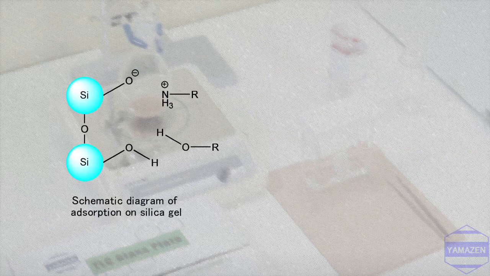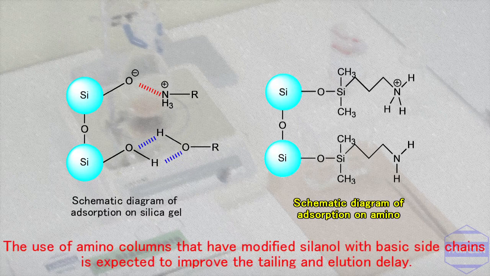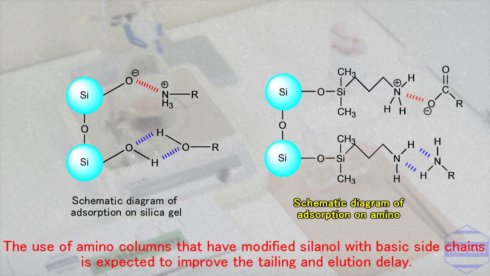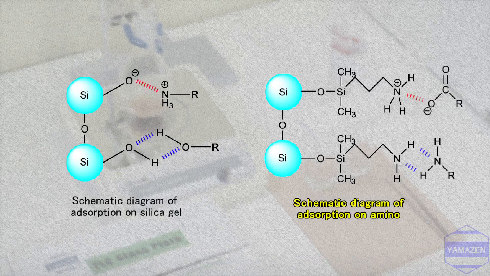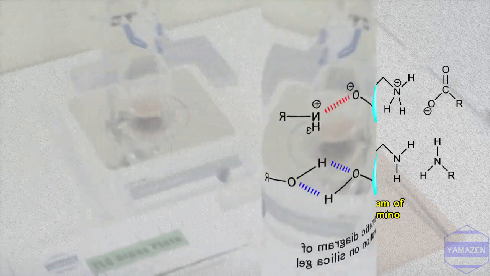Basic substances are strongly adsorbed to silanol groups in silica gel, which results in tailing and delayed elution. Using amino columns, where the silanol is modified with basic side chains, reduces the tailing and elution delay from the silica column. However, please note that for acidic compounds, irreversible adsorption may occur, and the sample may not elute.